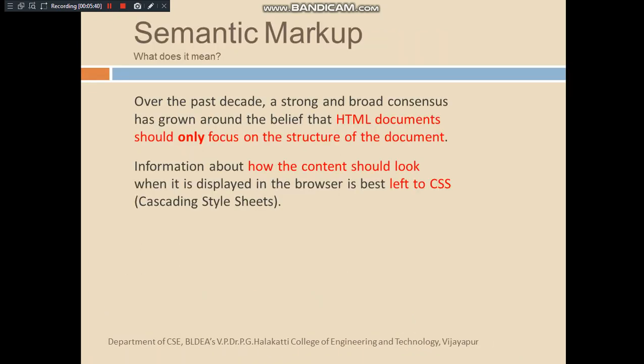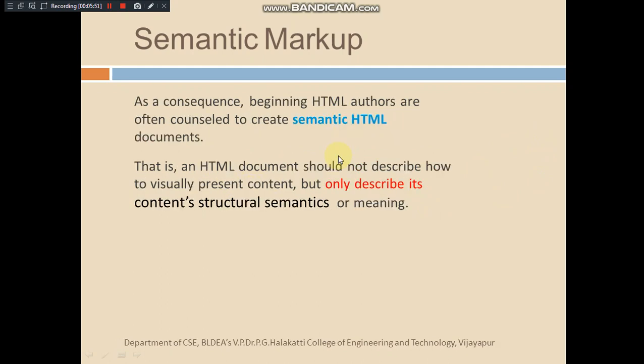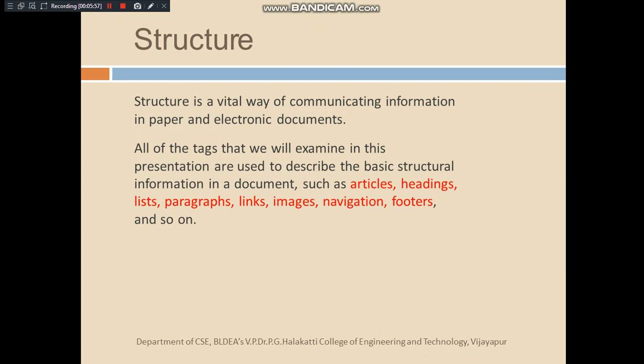So let us go for semantic markup. How the content should look, that is led to cascading style sheets. We'll just go through the beginning of that, for beginners, how to create semantic HTML. In structure, we have a vital way of communicating information. As on paper, we can also do it in an electronic document. In fact, in a better way, the information in a document can be presented like article, heading, list, paragraph, link, image, navigation, headers, footers, and so on.